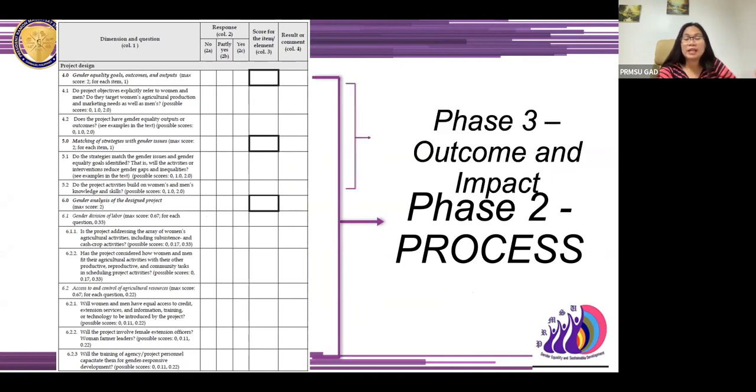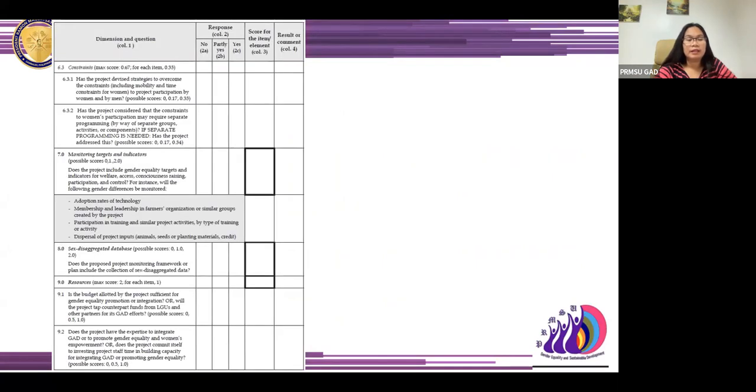And then, of course, doon sa impact ng program or sa outcome. Okay, next po is monitoring targets and indications. Halimbawa po sa technology, you can see there, adoption rate of technology. Okay, in agriculture, membership and leadership in farmers' organization, participation in training and similar activities, and so on.